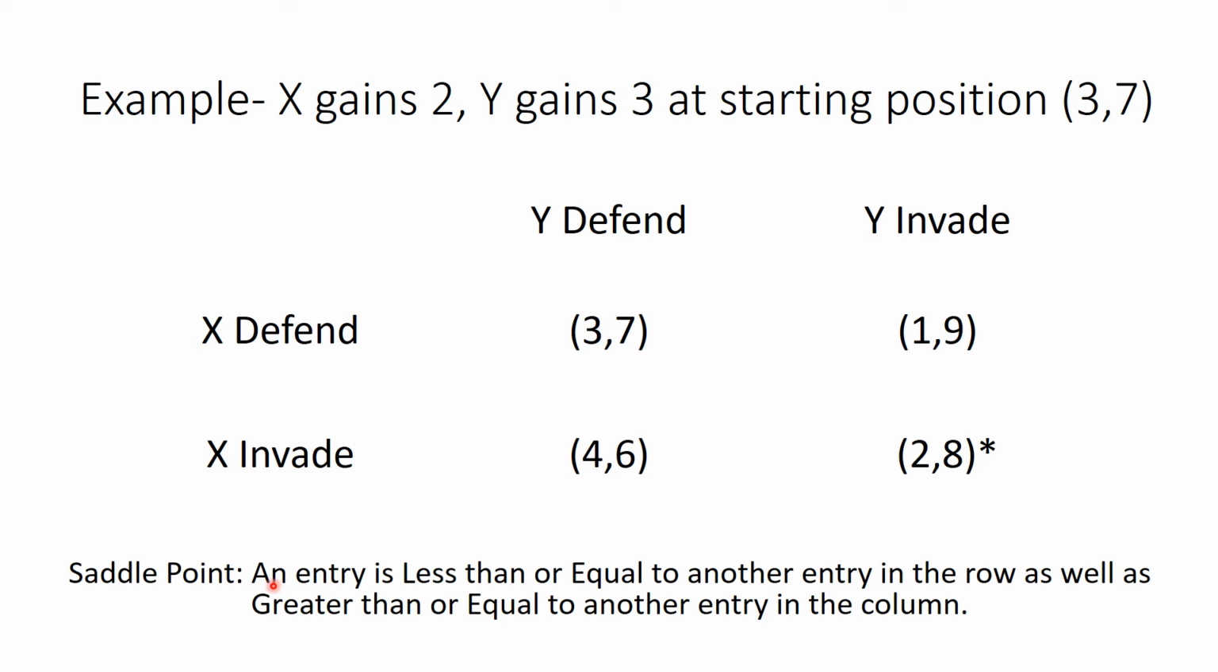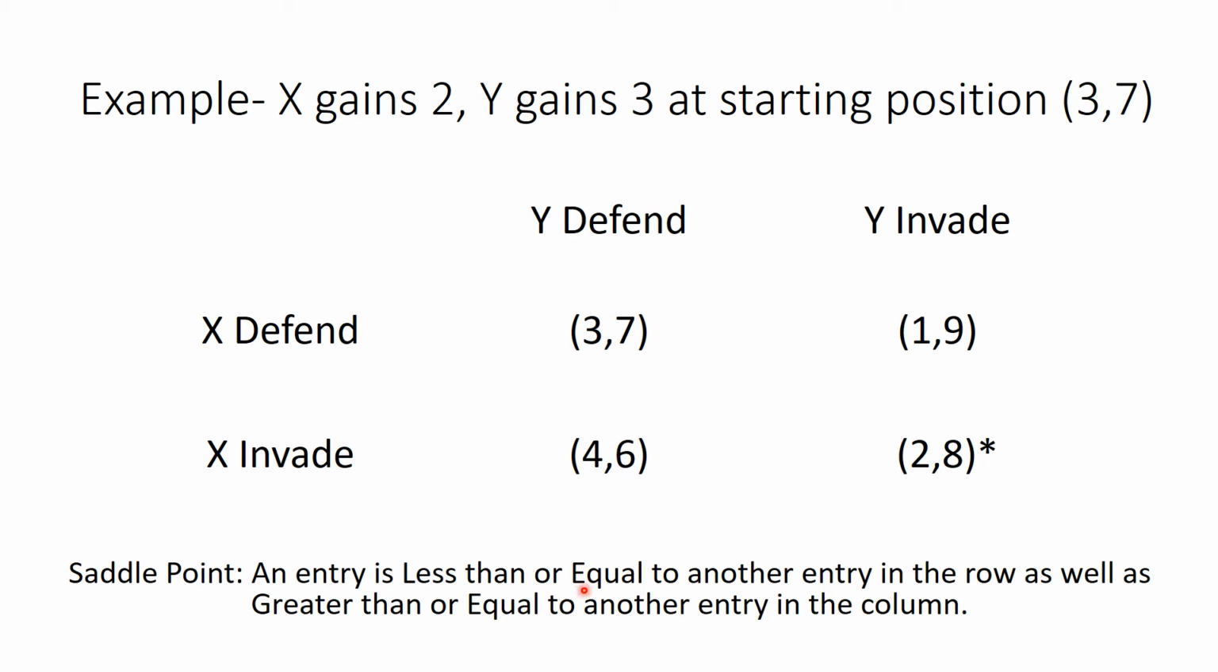What we're going to do is find an entry that is less than or equal to another entry in the row. So we say, okay, 3 is greater than or equal to 1. That doesn't work. But 1 is less than or equal to 3. That works. 4 is greater than or equal to 2, but 2 is less than or equal to 4. So we're only looking in this column.